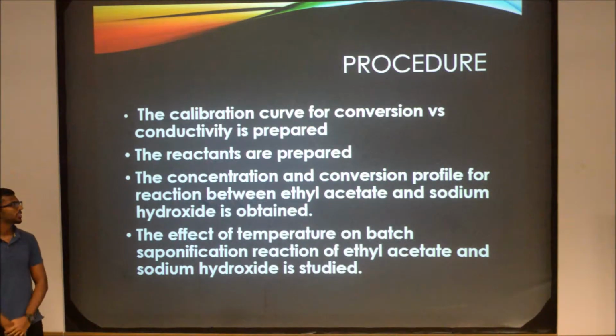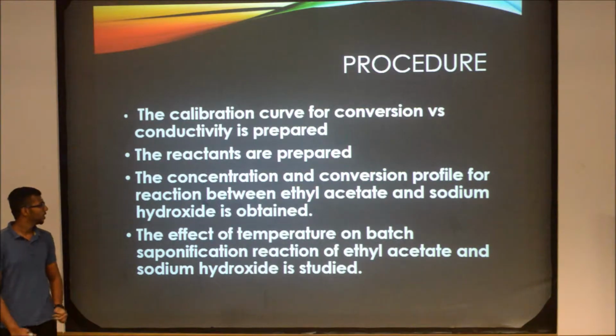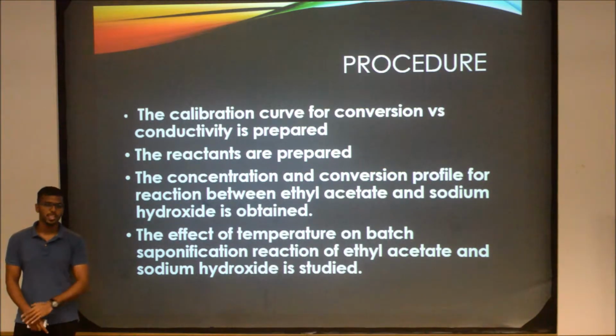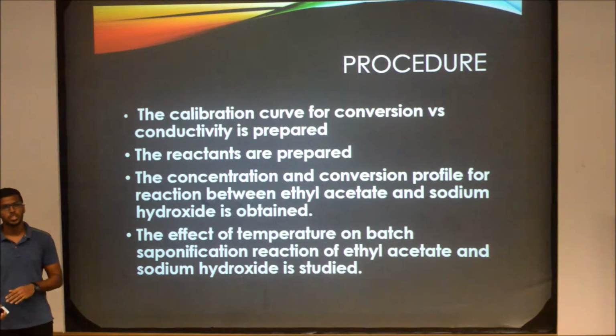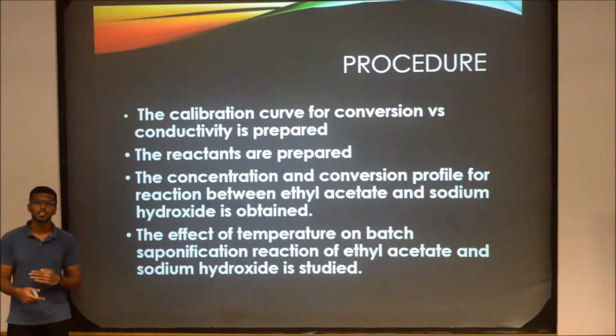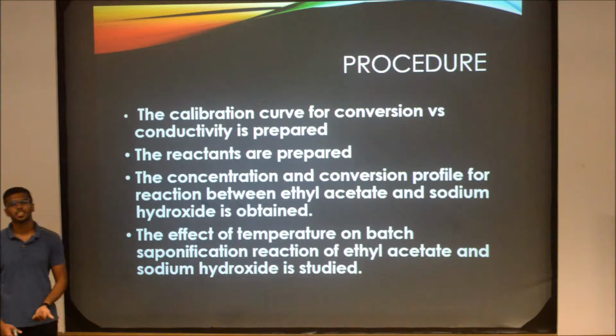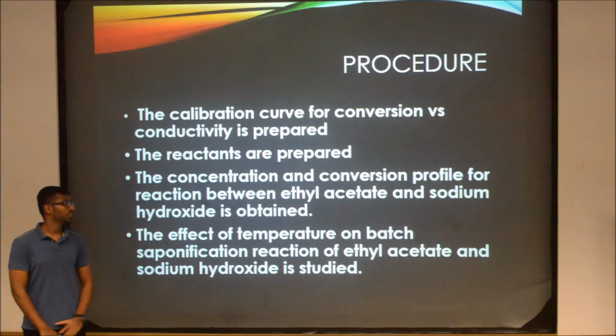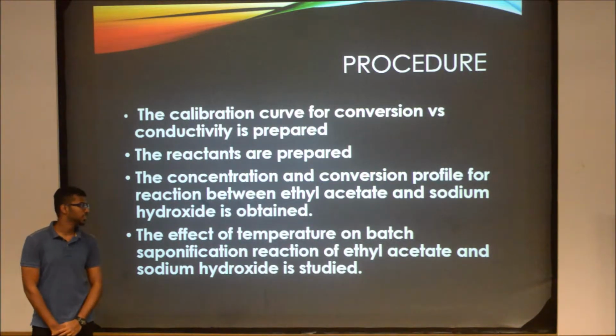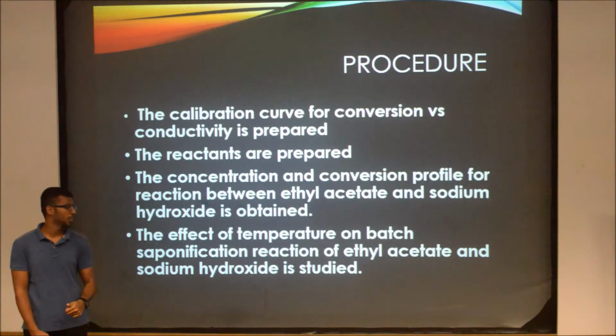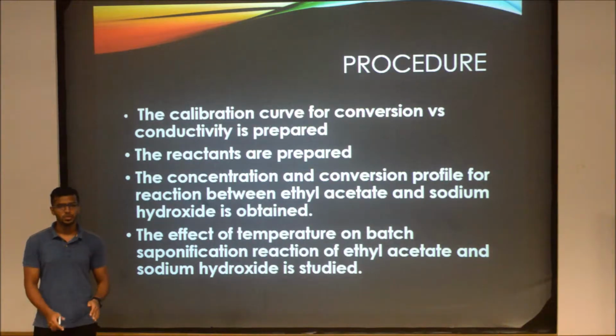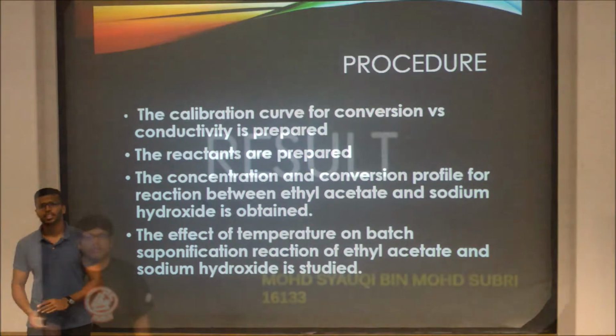Next, the concentration and the conversion profile for the reaction between ethyl acetate and sodium hydroxide is obtained. For the second part, which is mostly the same, the temperature is changed to 50 degrees Celsius and 60 degrees Celsius. With this, the effect of temperature on the batch saponification reaction of ethyl acetate and sodium hydroxide is studied. Next would be moving on to the results part. Thank you.